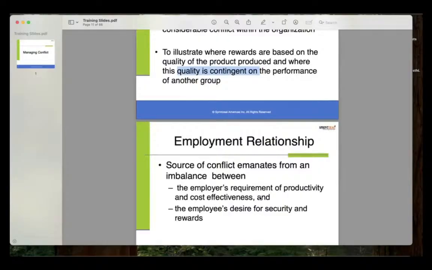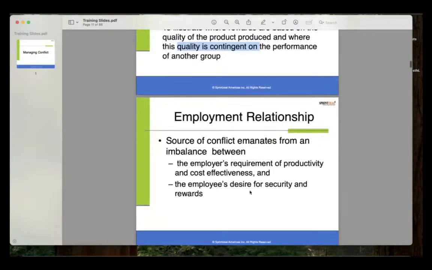A source of conflict here emanates from an imbalance between these two. The imbalance can be between the employer's requirement of productivity and cost effectiveness and the employee's desire for security and rewards. Like we saw previously, this is how conflict can arise between the employer and employee. So since we are studying the sources, this is the source of employment relationships.